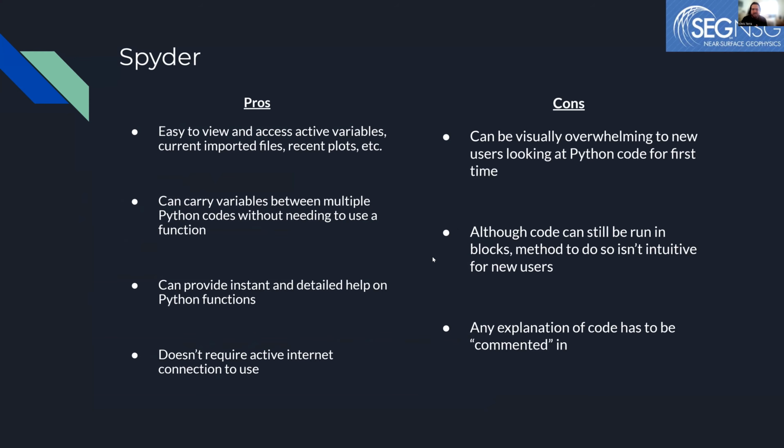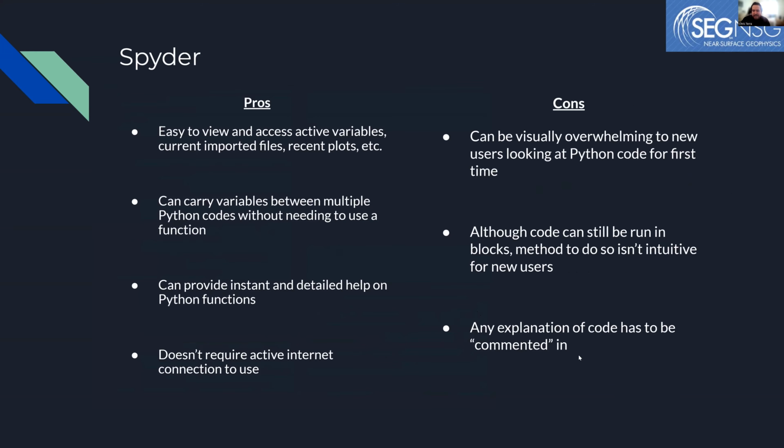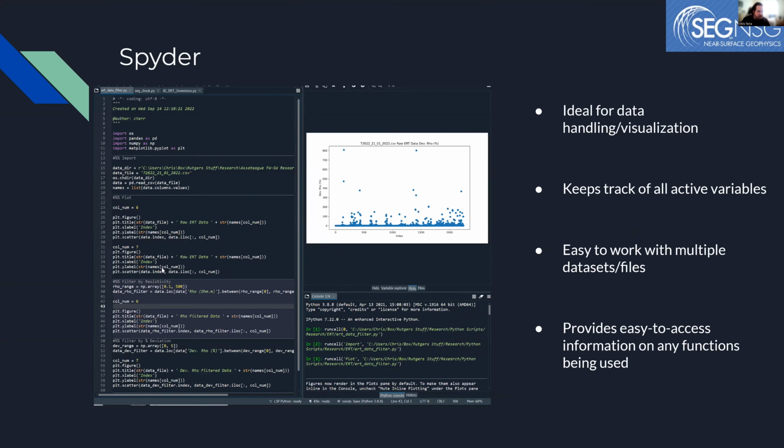Although the code can still be run in blocks, like Jupyter Notebook does, the method to do so isn't as intuitive, unless you know to look for this little number sign with percentage signs. Spyder isn't necessarily set up to already have that going. You just kind of have to figure it out and then start using it. And then any explanation of any code that you want to describe has to be what's called commented in. We can show that in a bit, that there's a way to describe a line of code without actually having it be run.